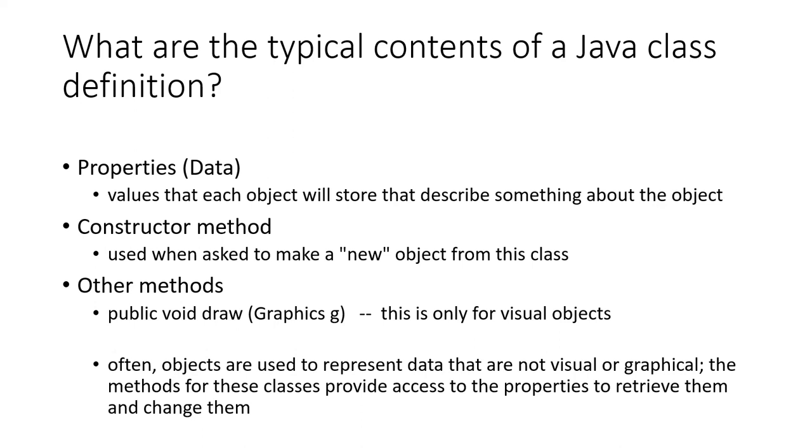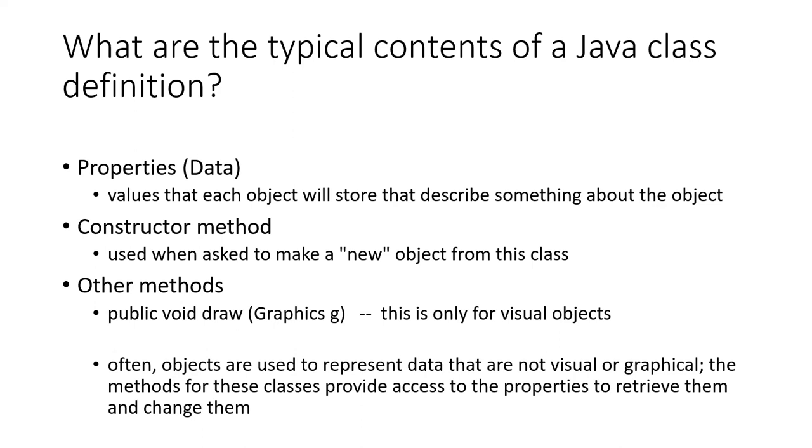Okay, the boats had an anchor X and an anchor Y. Okay, that kind of thing. So that's the properties. Then the constructor method must be part of the class definition, and it's used whenever at another place in the program we want to make a new object from this class.